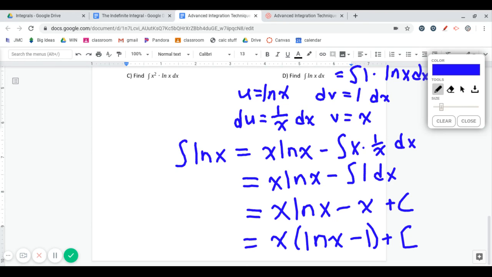So now you know the derivative of natural log of x and the integral of natural log of x, which is pretty handy. And that's it for integration by parts.